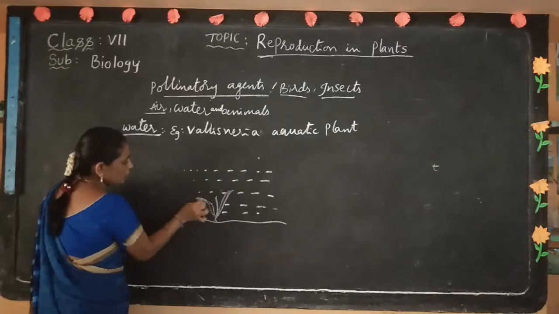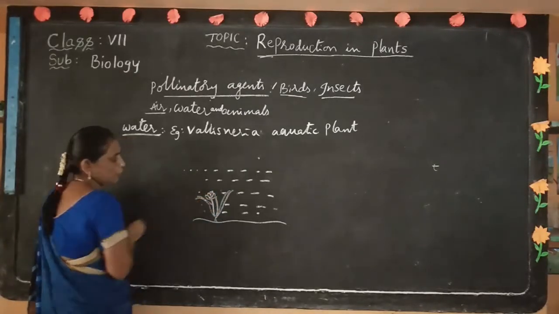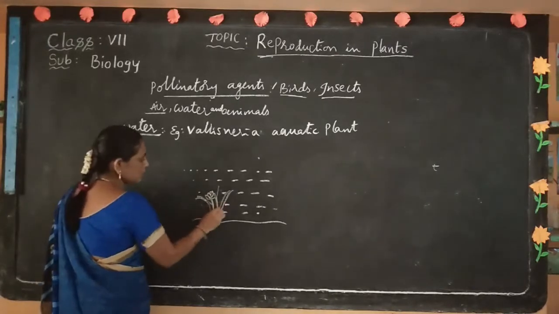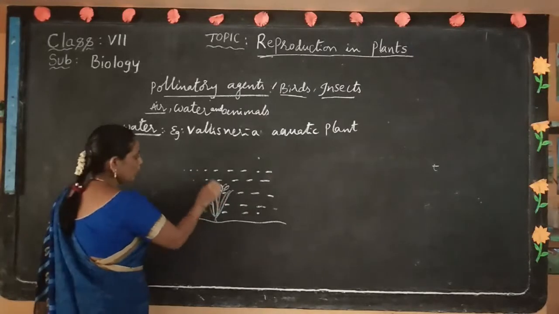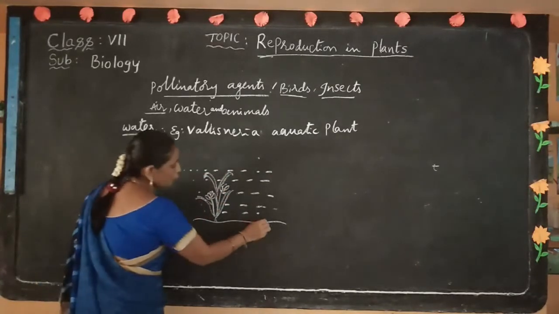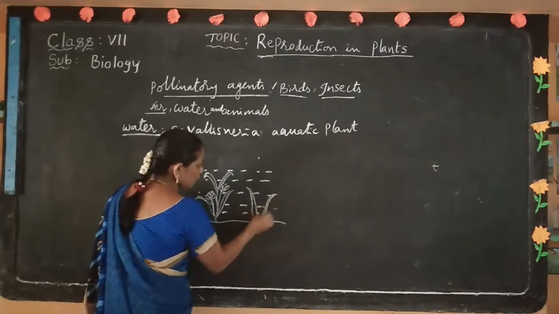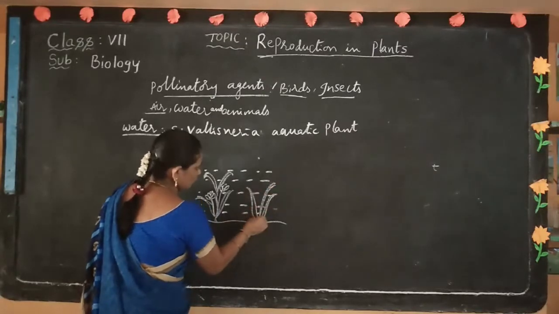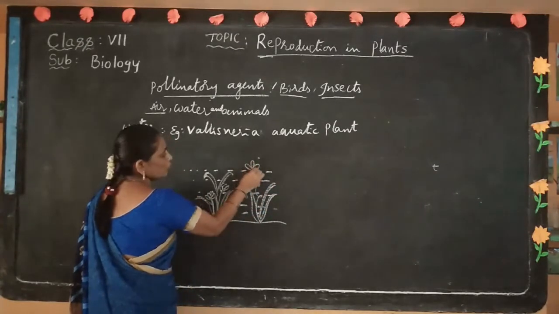It presents male flowers and female flowers. Male flowers are present in the form of bunches below the water. Then female flowers. Female flowers are present at the surface of the water.